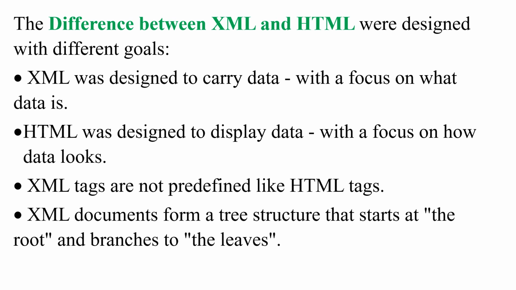An XML document forms a tree structure. Tree structure in the sense it is going to have a root element as well as child elements and even sub-child elements, like a tree and the branches to the leaves. So a parent-child combination can be assigned for this XML.